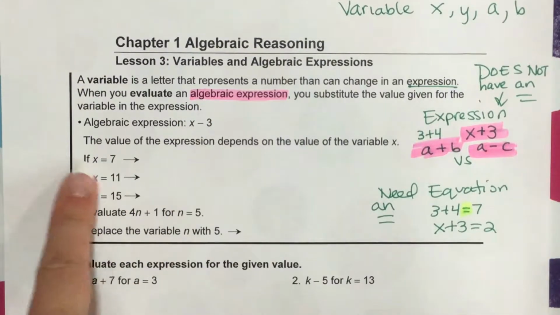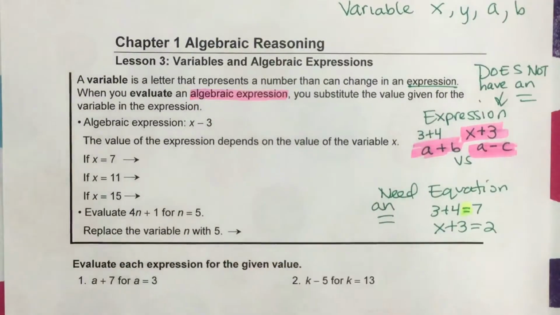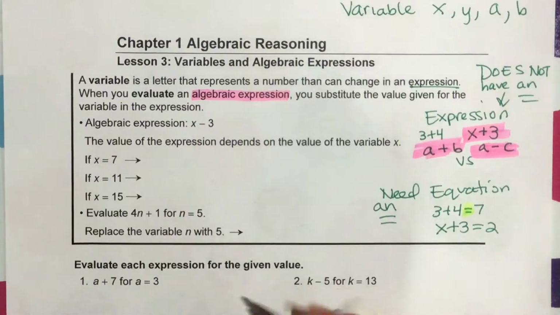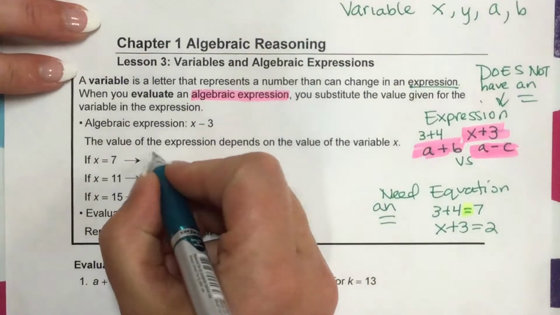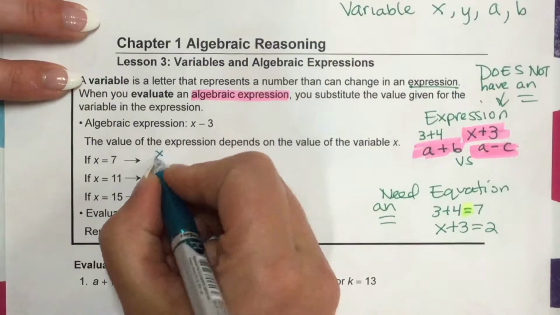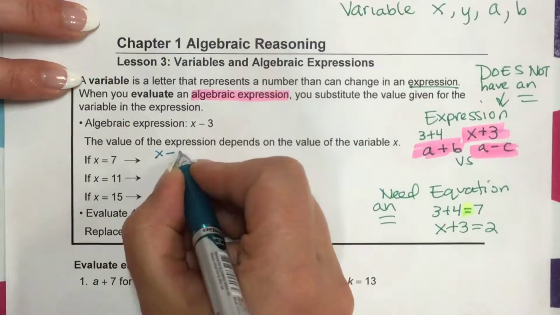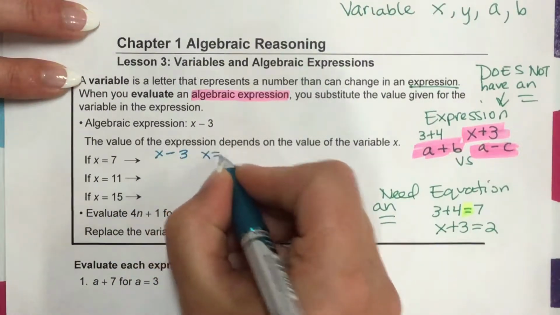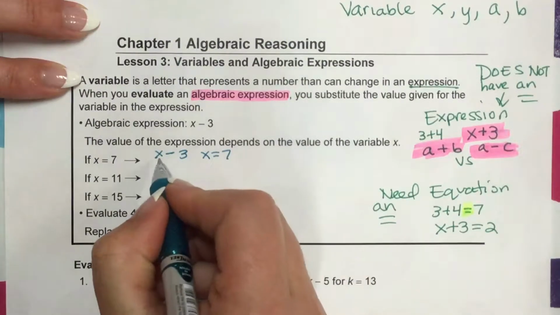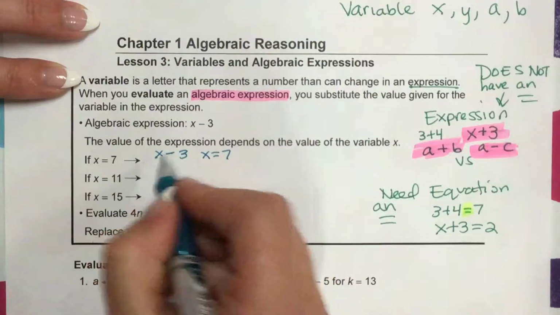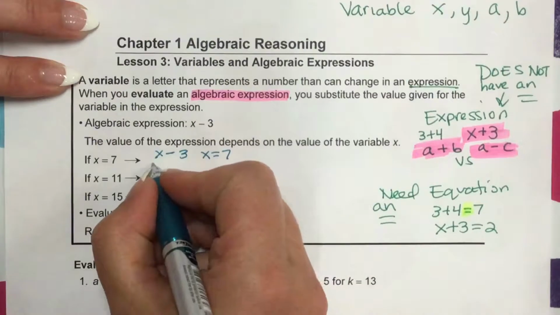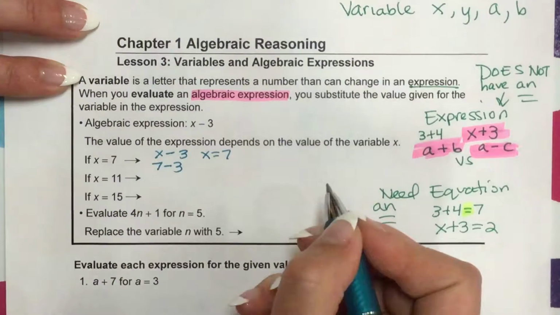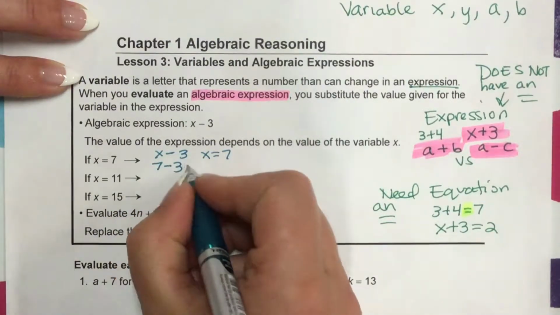So first, let's say x equals 7. What happens when x equals 7? I'm going to write the algebraic expression down first: x minus 3, and x equals 7. So I'm going to substitute 7 in for x. Instead of writing x, I'm going to write 7. So 7 minus 3, and that equals 4.